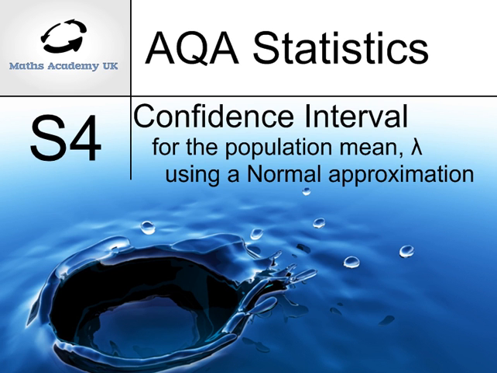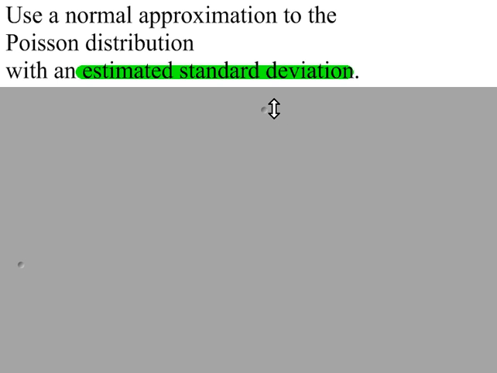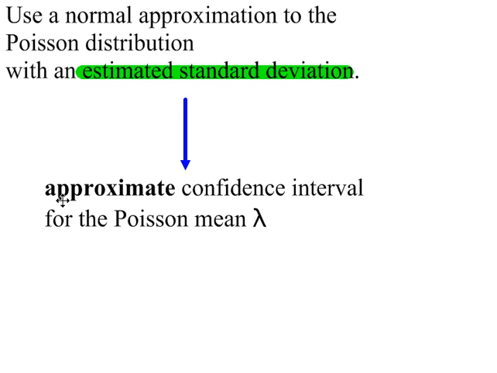Working out a confidence interval for the population Poisson mean lambda using a normal approximation. We're going to use a normal approximation to the Poisson distribution with an estimated standard deviation. So what we calculate is an approximate confidence interval for the Poisson mean.